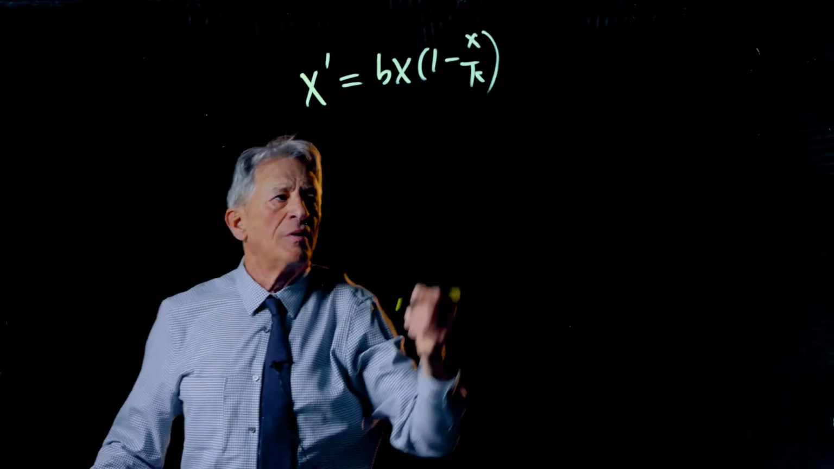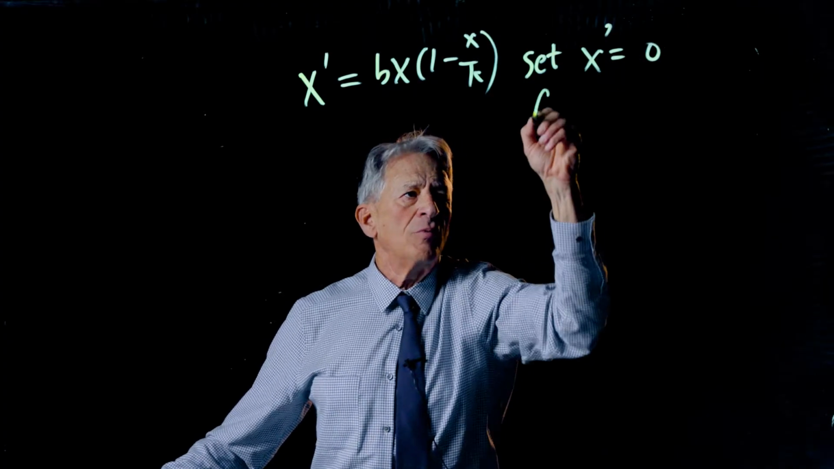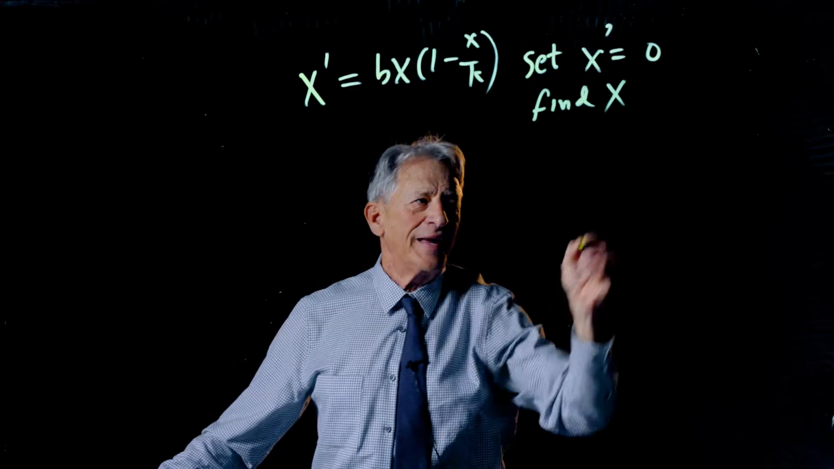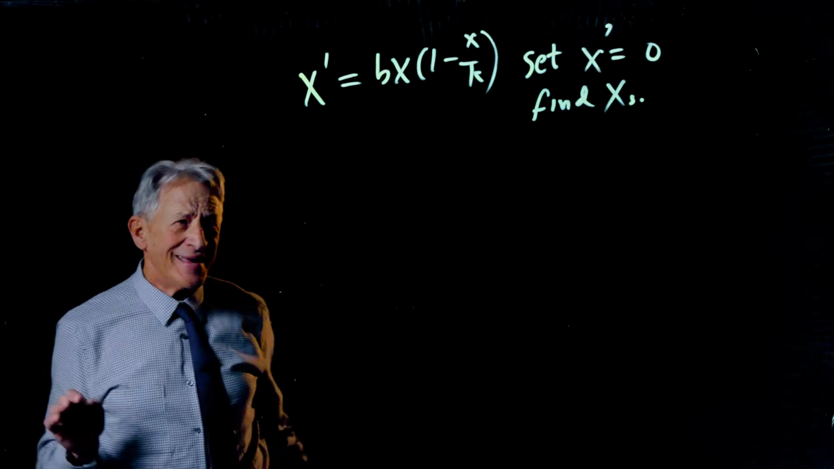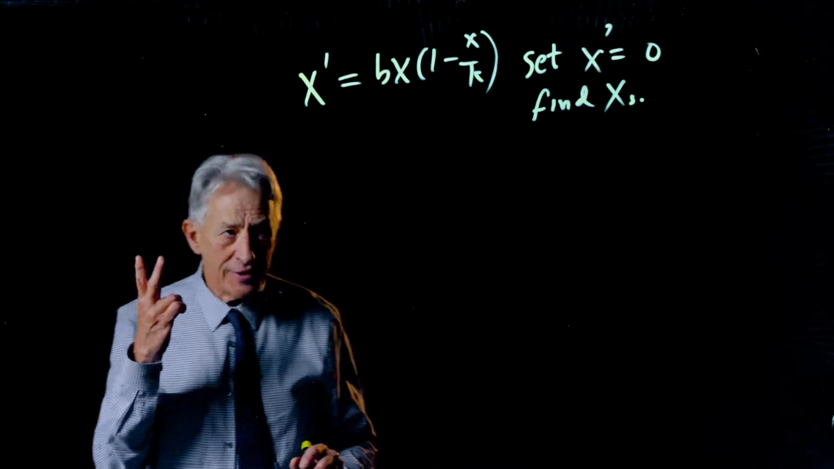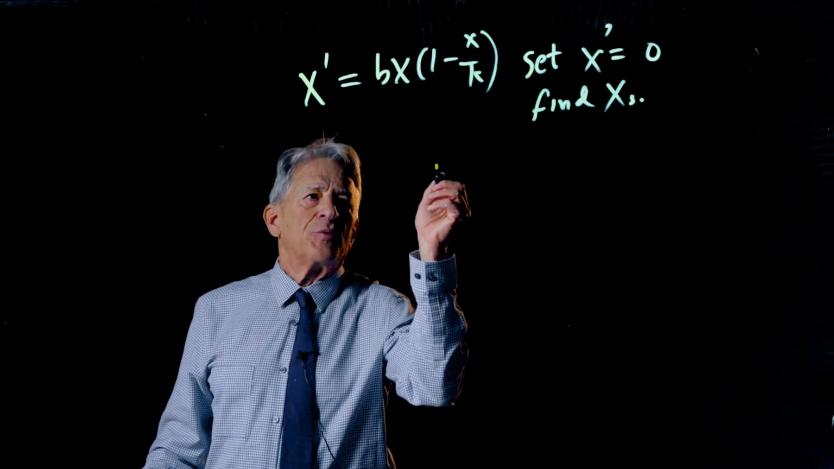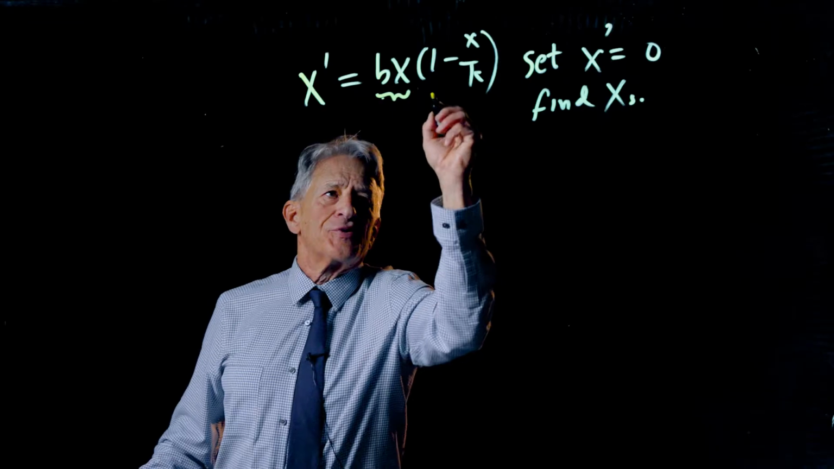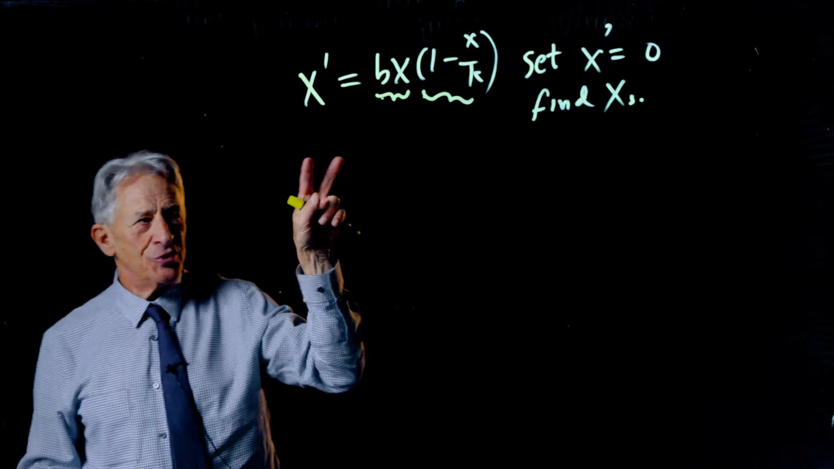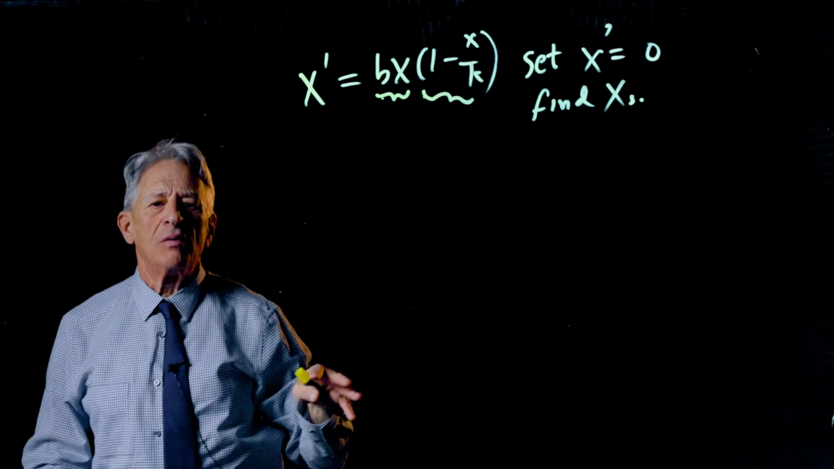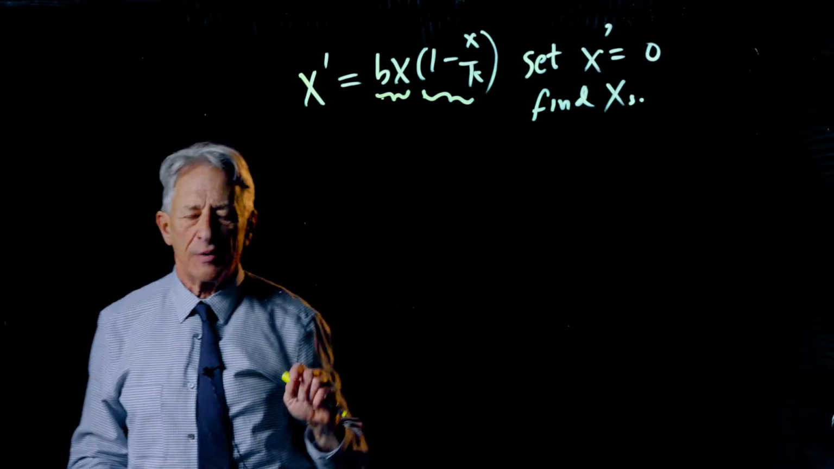vector field by just setting x prime equal to 0 and finding the x's that satisfy. Now I say x's. There were in this case 2. And we found it by saying, well, either this is 0 or this is 0. In other words, we used the factored form of this equation to make a quick and dirty argument: this has got to be 0 or that's got to be 0.